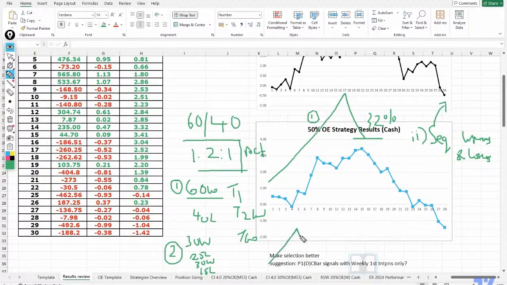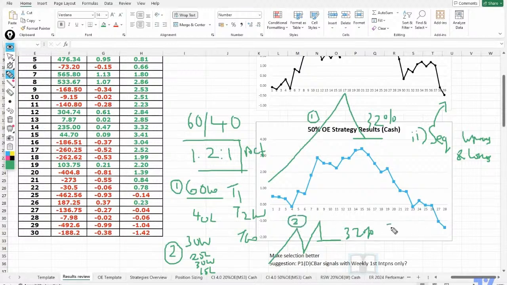30, then 25, it loses it back, right? And then 30 winners again, takes out the last peak, maybe then 15 losers, then comes back. Still coming to the same point of 32% net profit, right? That is scenario 2, right?